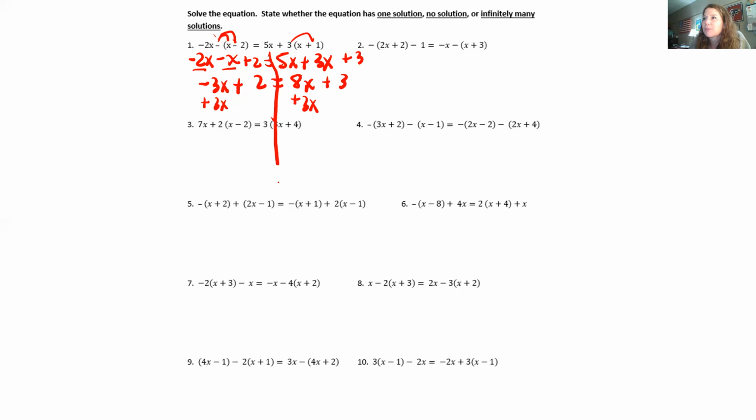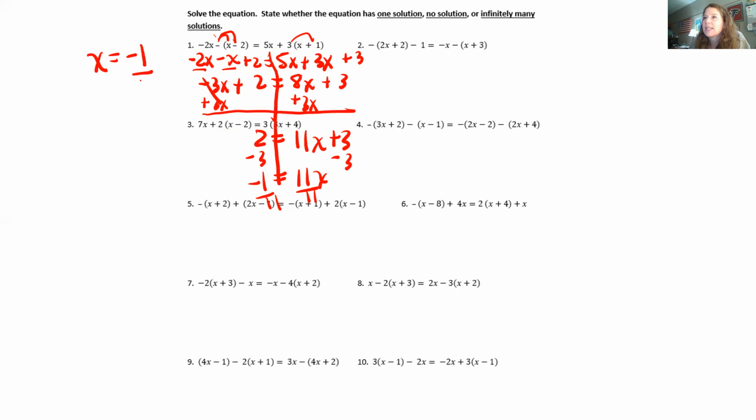I'm going to jump down here beyond number 3. And now I got rid of this. I'm going to bring down my 2. 8x plus 3x is 11x plus 3. Now I'm going to subtract 3 from both sides. So I get 11x is equal to -1. And finally, I would divide everything by 11. So x is equal to -1/11. I almost put -11. That would not have been right.